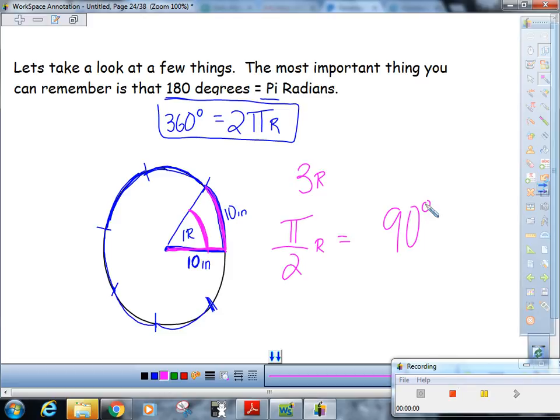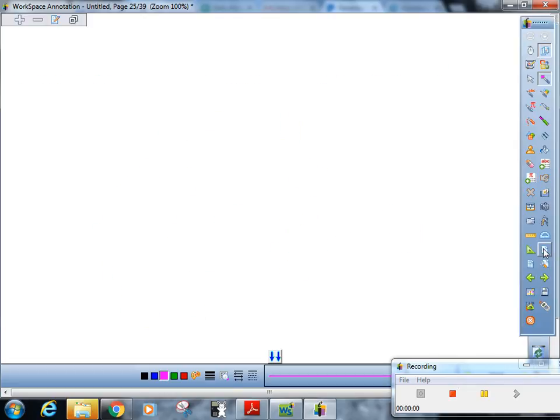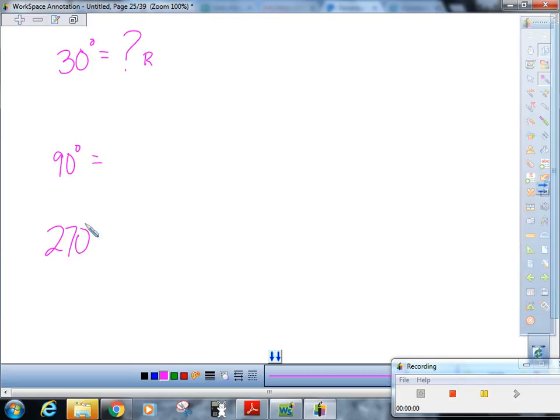Okay? So let's start by picking some famous degrees and turning them into radians. 30 degrees equals how many radians? 90 degrees equals? 270 degrees equals? Okay, and all you have to do on these, first of all, there is a rule, and you're going to be able to figure out the rule very quickly. But as long as you remember that 180 degrees is what? Pi radians. You just do these with proportions.